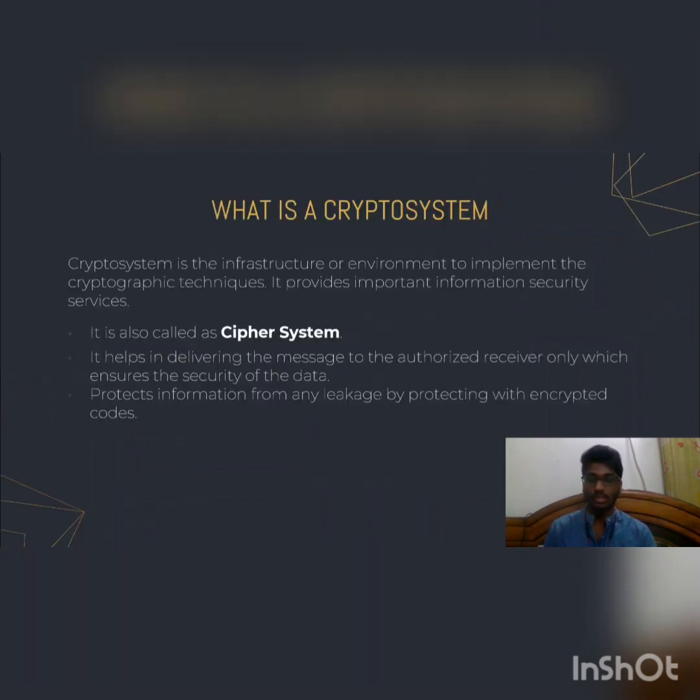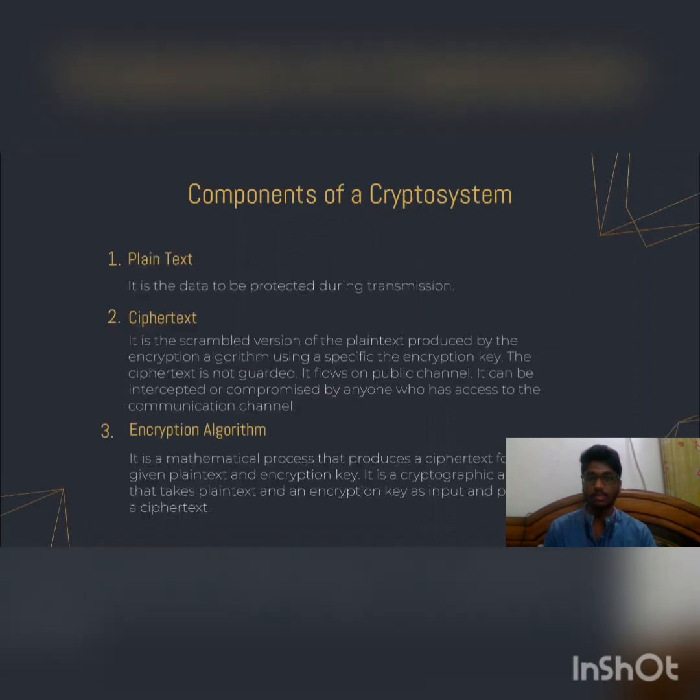Now starting off with the introduction, a crypto system is nothing but an environment to implement cryptographic techniques. It provides security to the data which needs to be sent from a sender to a receiver. It is also known as a cipher system, and it helps in delivering the message to the authorized receiver, which ensures the security of the data, and it also protects the information from any leakage with encrypted codes.